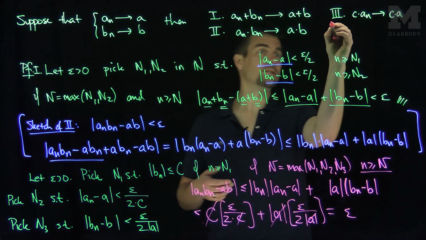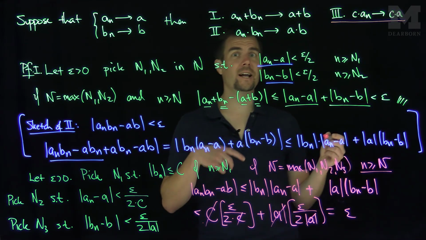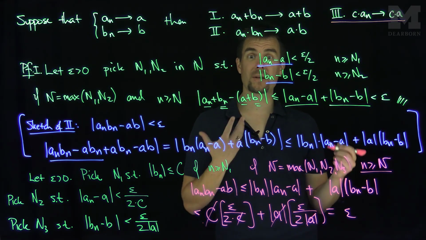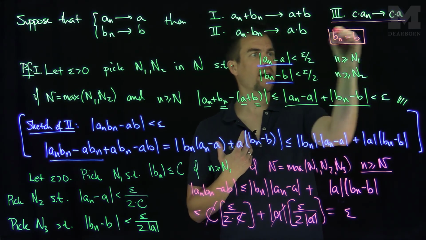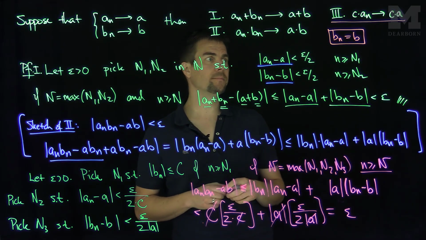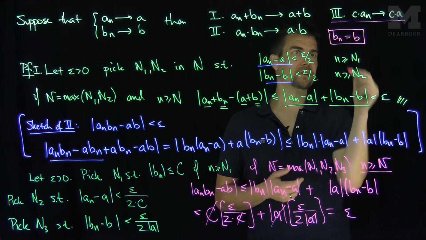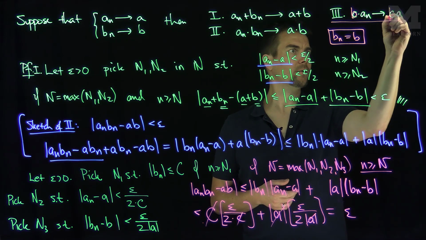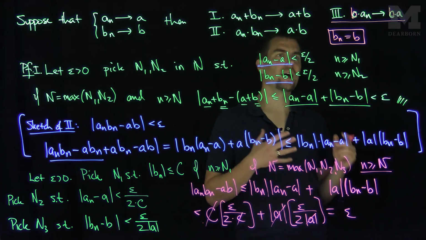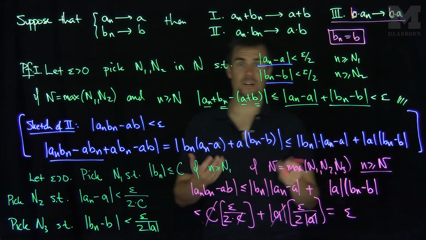Now, in particular, I can get number 3 for free because I can choose Bn just to be the constant sequence b. So if Bn is identically equal to b, that's a constant sequence, and that clearly converges to b, then clearly any constant b times an will converge to ab by the previous result.